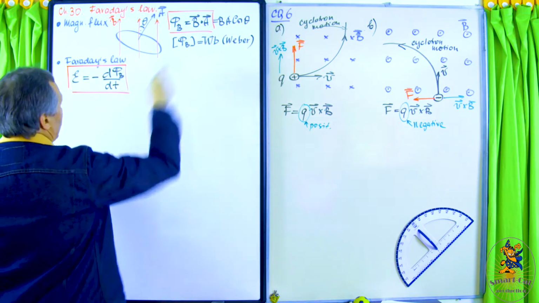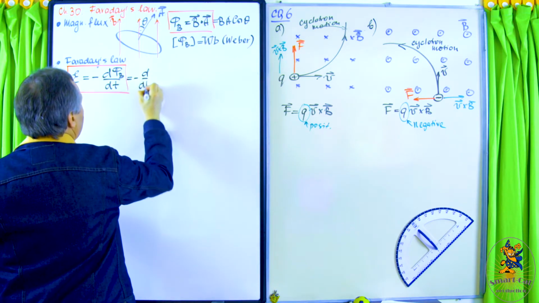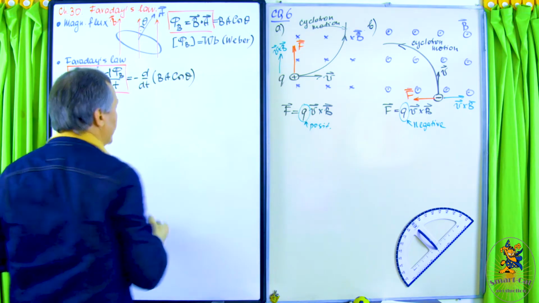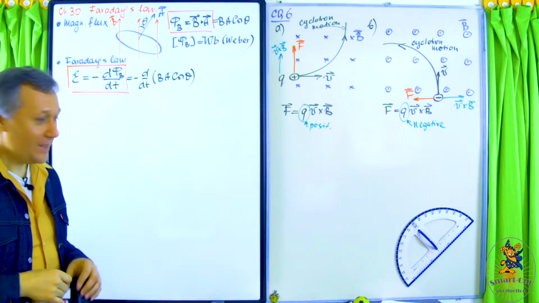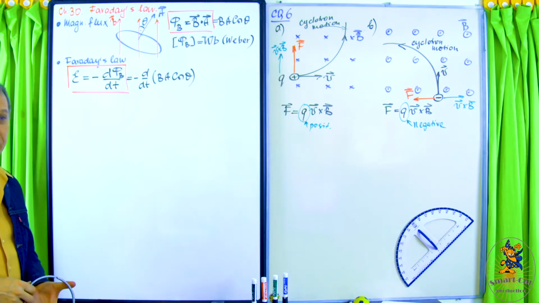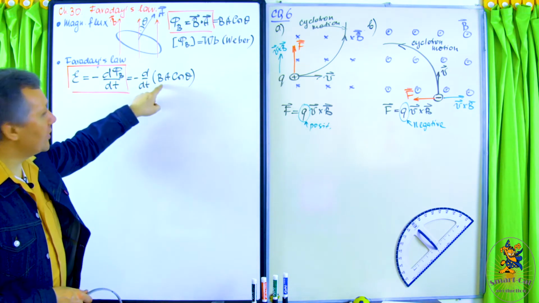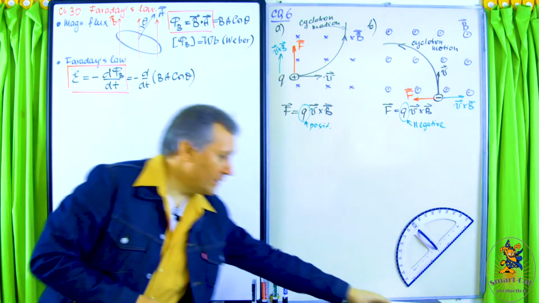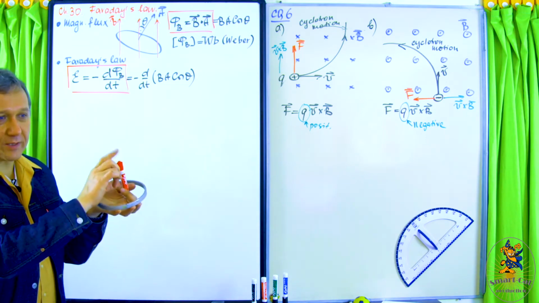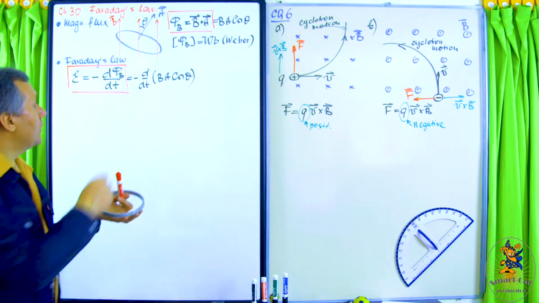And if you write it explicitly, it will be like this: d over dt of B A cosine of the angle between them. So now I can say, if you want to produce induced EMF and induced current, it can be done in three ways. First, you can change the magnetic field. If the external magnetic field to which the loop is exposed changes, then EMF can be produced and current can flow.